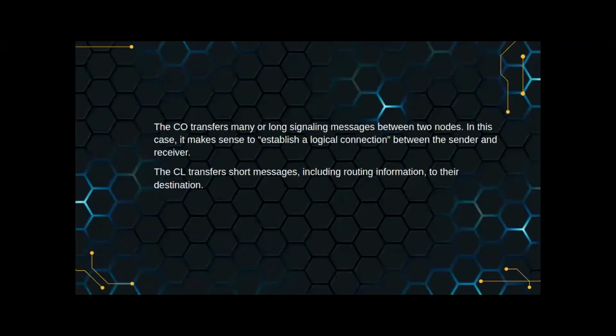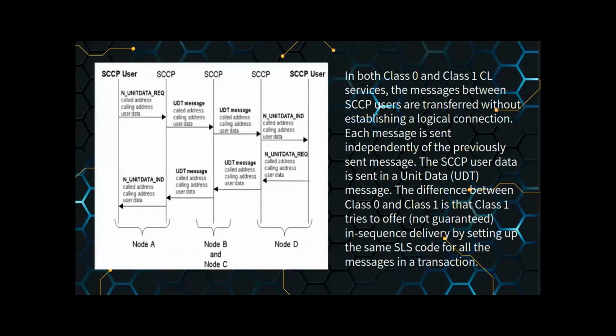The connection oriented service transfers many or long signaling messages between 2 nodes. In this case, it makes sense to establish a logical connection between the sender and the receiver. The connectionless transfers short messages, including routing information to their destination. Since we are dealing mostly with SMSs, we are going to go deeper into the connectionless. So in both class 0 and 1, the connectionless services send the message between SSP users without establishing a logical connection.